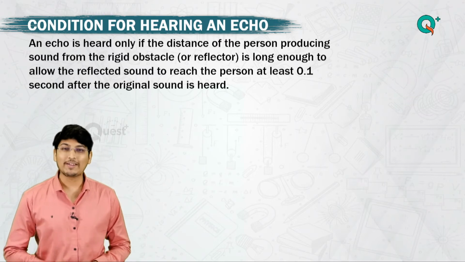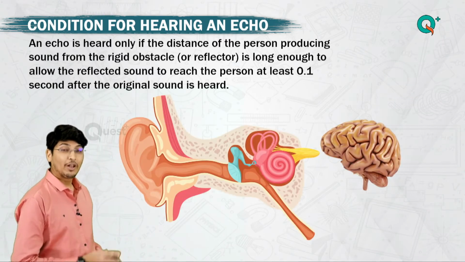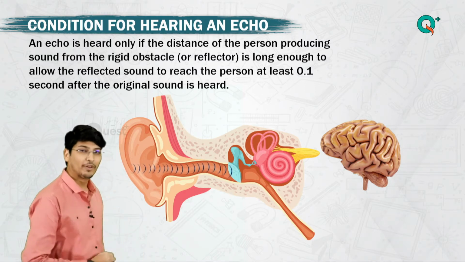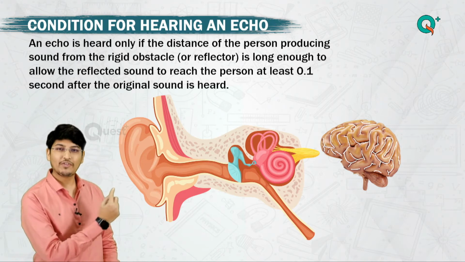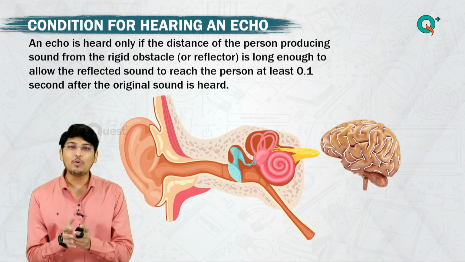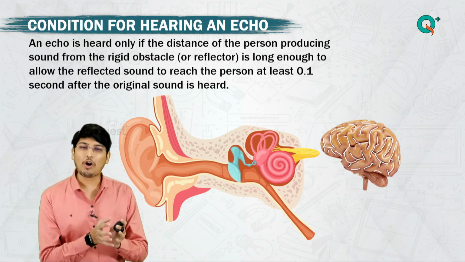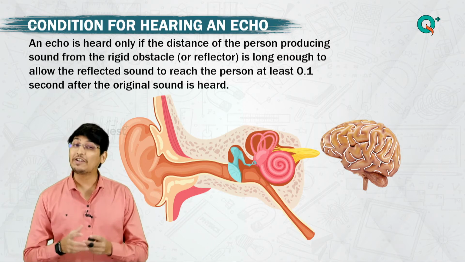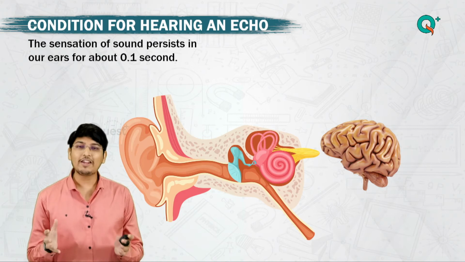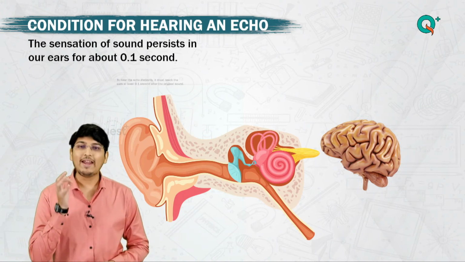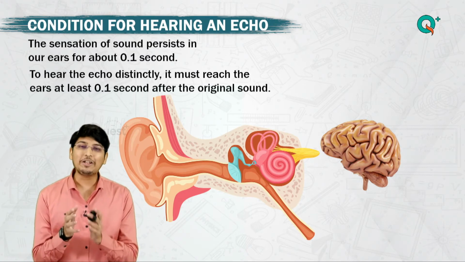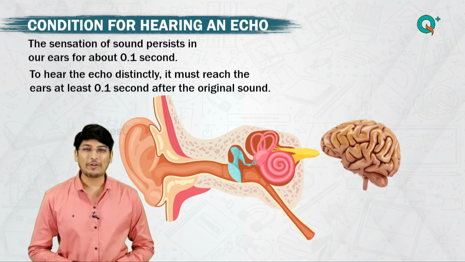Now, in order to understand this, let's take an ear. If I were to say something, let's say hi, what happens? If you observe, the sound waves travel, they enter and agitate this eardrum over here, and the sound gets transferred from the eardrum to the cochlea and ultimately to the brain. This entire process takes about 0.1 second. In fact, the persistence of sound in our ears is about 0.1 second. Hence, to hear the echo distinctly, it must reach the ears at least 0.1 seconds after the original sound.